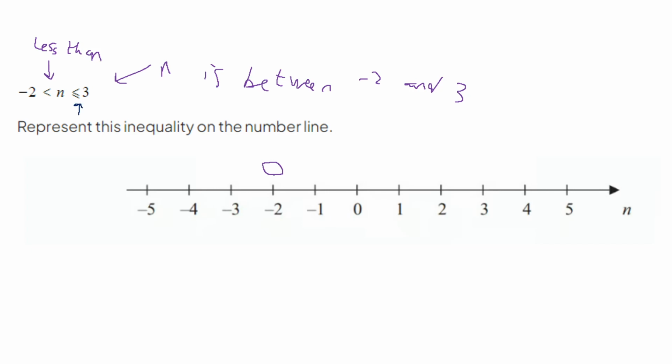Here it's less than or equal to, and that's the important part. Equal to. So therefore, we want a filled-in circle rather than a hollow circle. And now all we need to do is connect the dots. So what we're saying is that between minus 2 and 3, n is anywhere within this range.